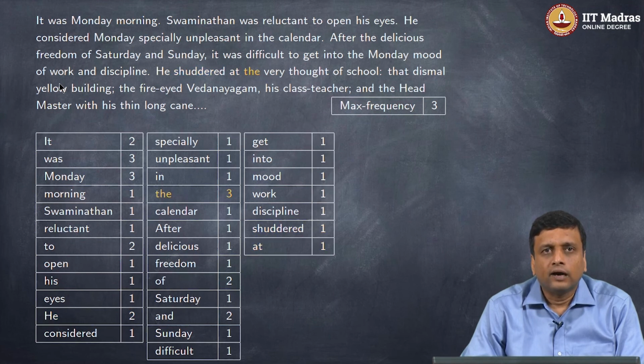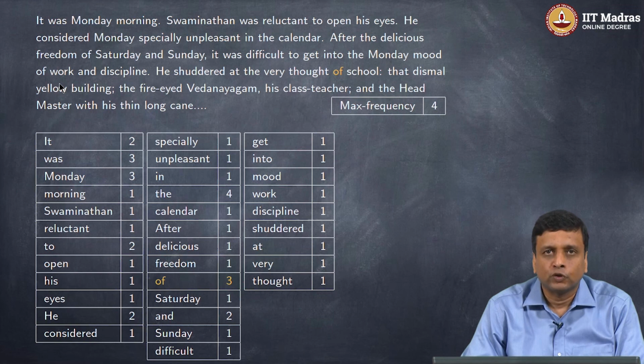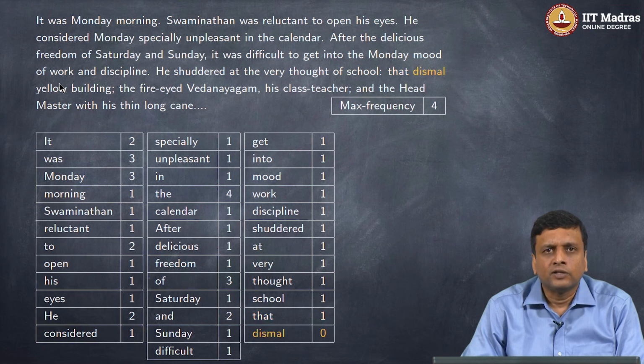Now, the appears for the 4th time. So, we increment the count of the to 4, and this now is bigger than the maximum frequency. So, the maximum frequency goes from 3 to 4. Very is 1, thought is 1, of is 3, but 3 is less than the maximum frequency 4. So, no change.